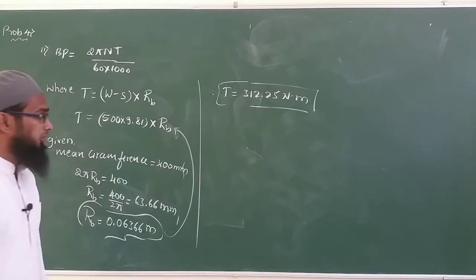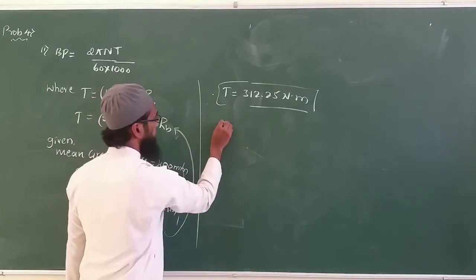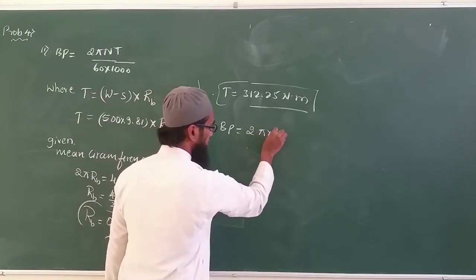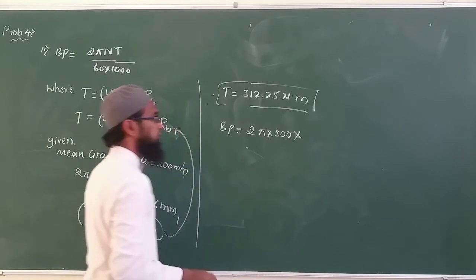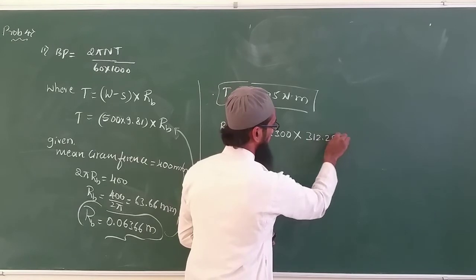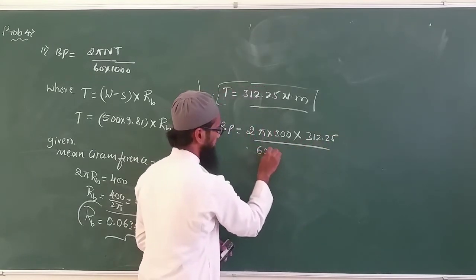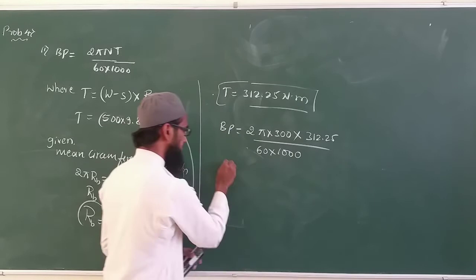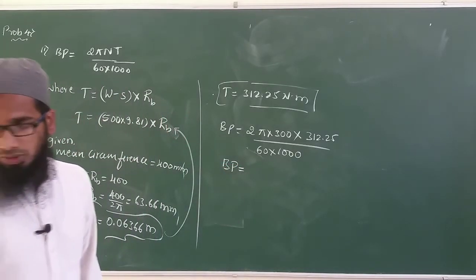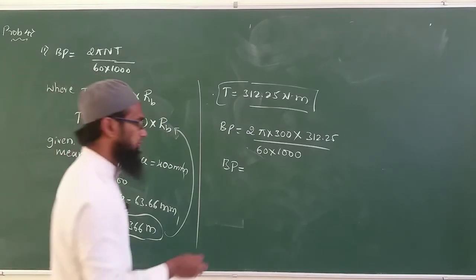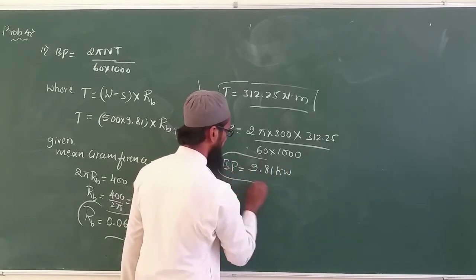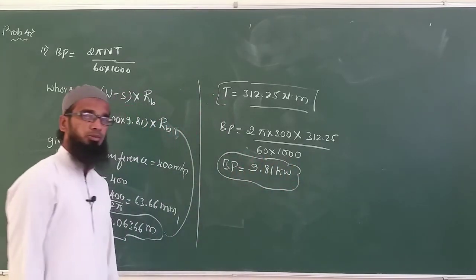Now, the next thing we need to find out is the brake power. By using this formula, brake power becomes 2 pi, N is our given speed, that is 300 rpm, and the torque we have got is 312.25 Newton meter, divided by 60,000. Simplifying this, we get a brake power of 9.81 kilowatt. This is the brake power developed by the engine here.